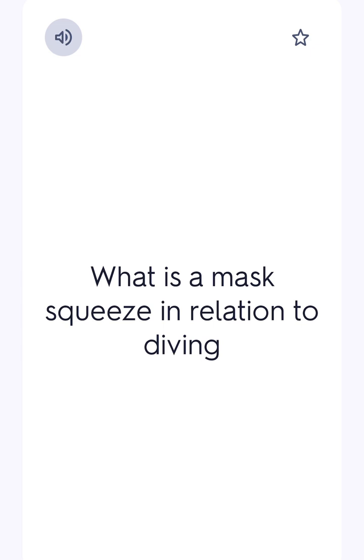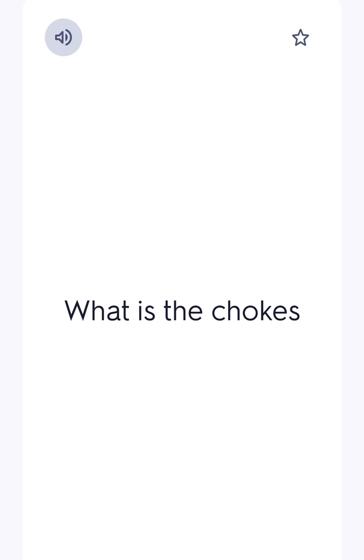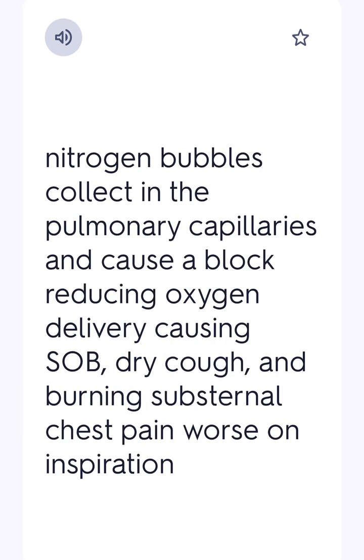What is a mask squeeze in relation to diving? If a diver's mask is not equalized during descent, the relative negative pressure can produce petechial hemorrhages in the eyes. What is the chokes? Nitrogen bubbles collect in the pulmonary capillaries and cause a block, reducing oxygen delivery, causing SOB, dry cough, and burning substernal chest pain worse on inspiration.